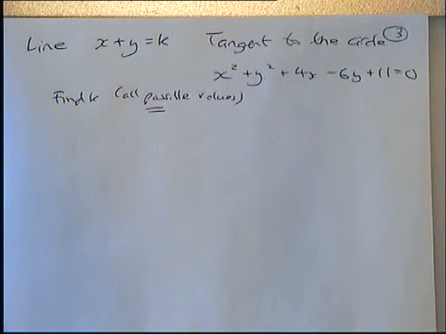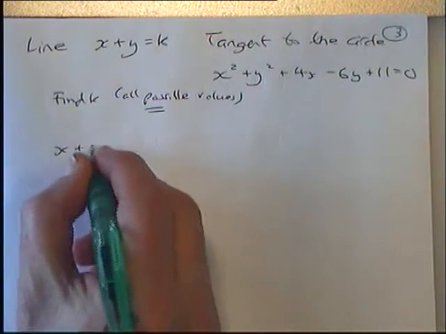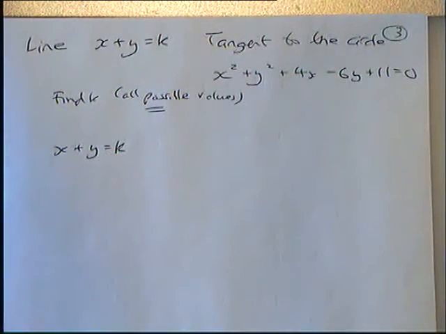Okay. So if it says all the possible values, it is suggesting there is more than one. What's the easiest bit of this? The line or the circle? Circle. Oh, that's not the answer I was expecting you to say, probably. Line. Straight lines are generally easier. So let's look at this x plus y equals k.